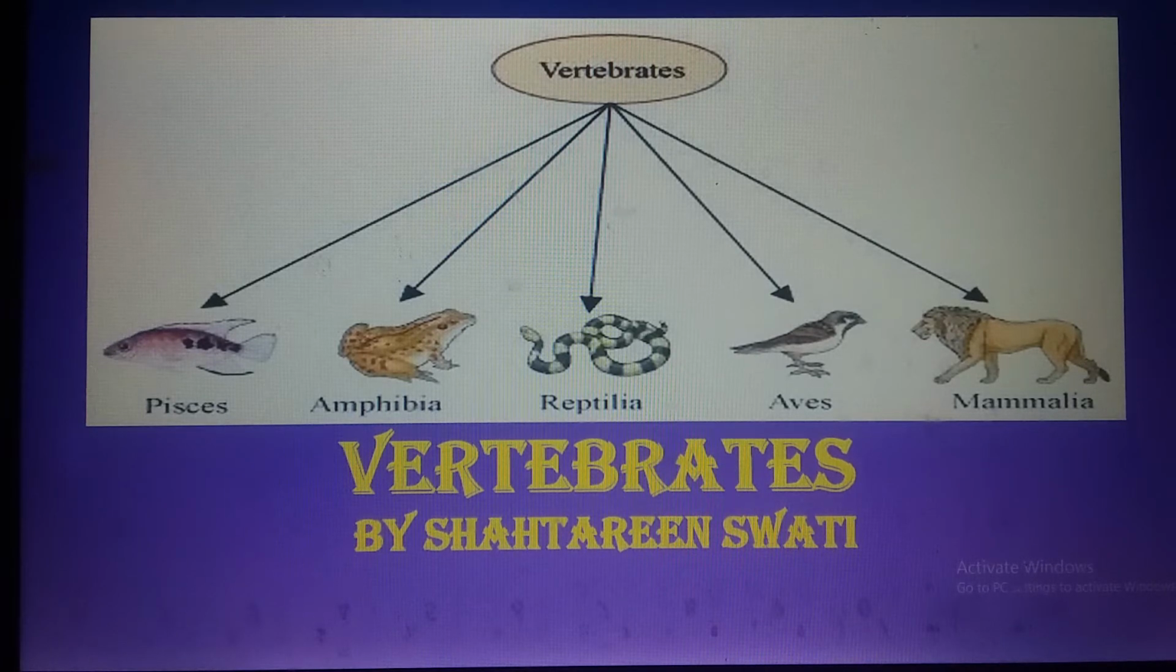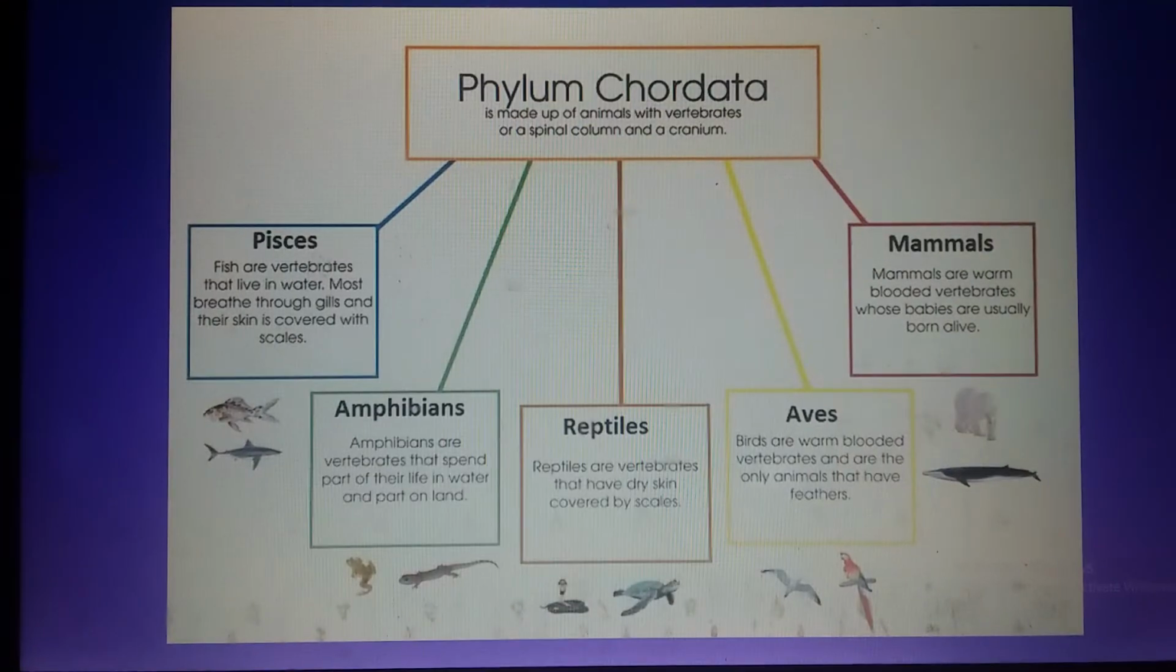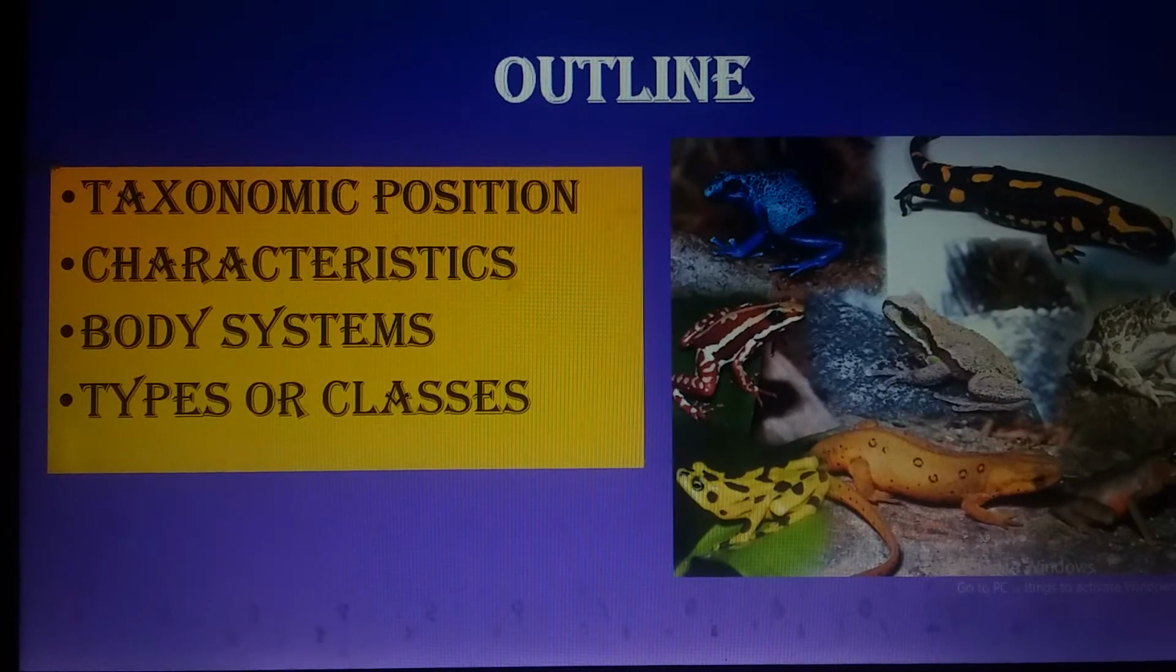Now I'm going to start my lecture, and I will discuss the second class. You can see the amphibians. I have discussed Pisces in detail in my previous lecture, so today I will discuss amphibians. What are amphibians? Where do they live? What does the word amphibians mean? What is the classification? And many more. I will discuss the taxonomic position, then the characteristics, then the body systems, and at last the types or classes of the amphibians.